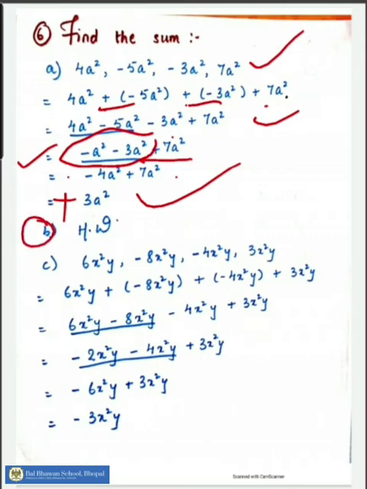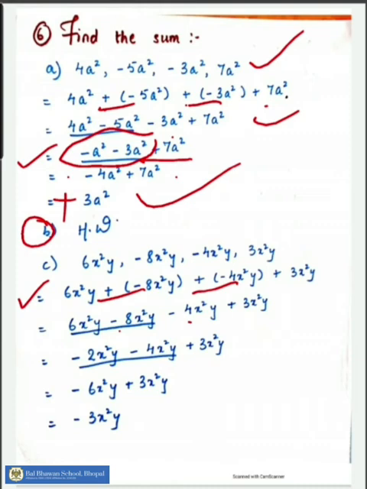Children, B part, you are going to try it on your own. Moving forward to question number C, that means C part. 6x square minus 8x square y minus 4x square y plus 3x square y. Right? So, what I have done, I have first put in the positive sign in between the numbers. Wherever the two signs are coming together, I have put the second number in the bracket. Now, let me open these brackets. Plus minus is minus. Plus minus is minus.